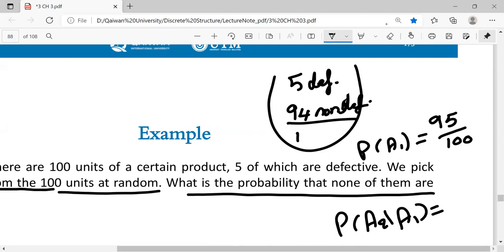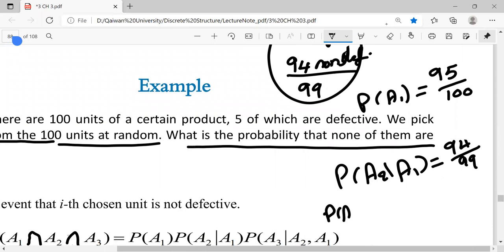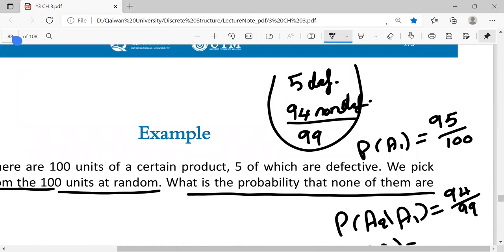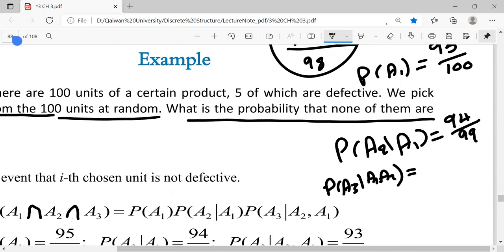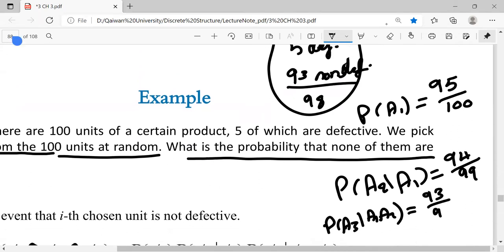And the total number of products becomes 99. Now, the probability of A2 given A1 is 94 divided by 99. For the third one, we say probability of A3 given A1 and A2. It means the probability of the third event when the first two events are done, after choosing the first and the second one. Look, for the second one, we choose another non-defective. So this becomes 93 and the total number becomes 98. So for the third one, we have 93 divided by 98.